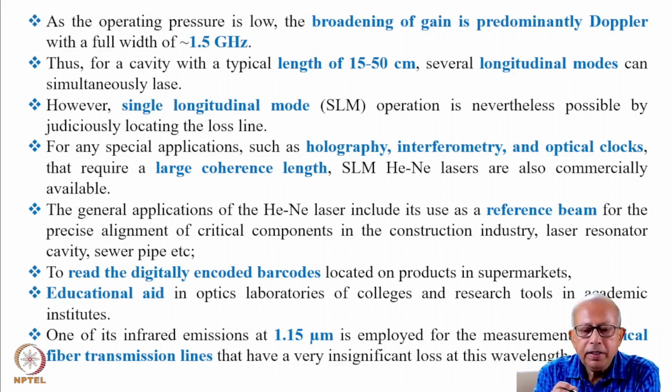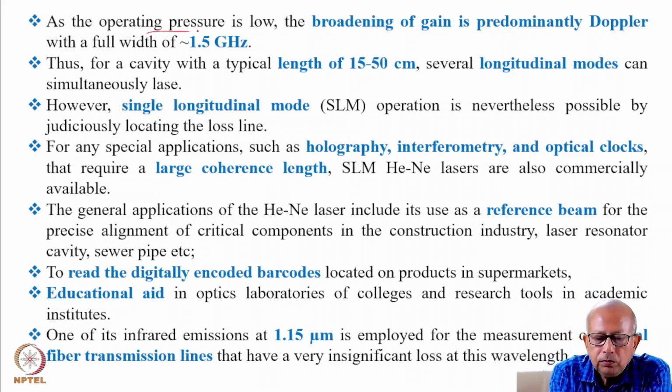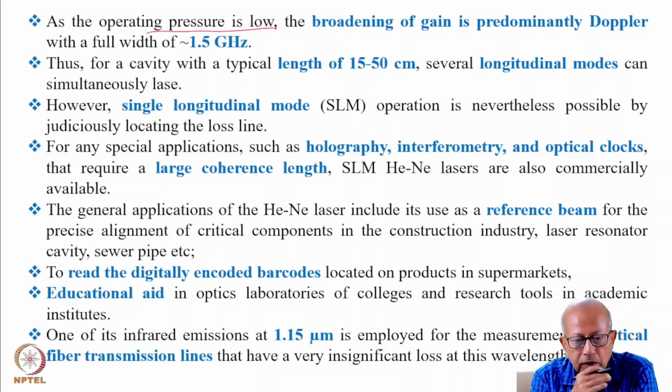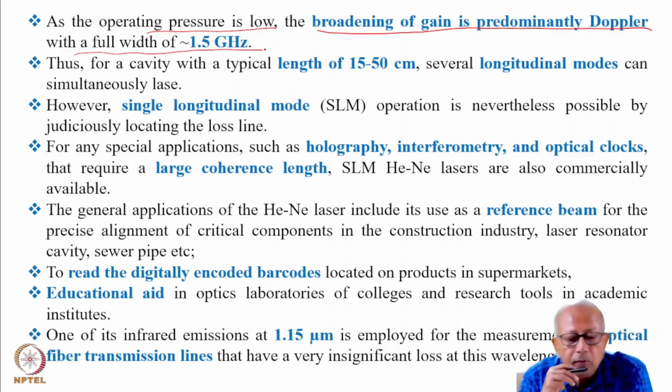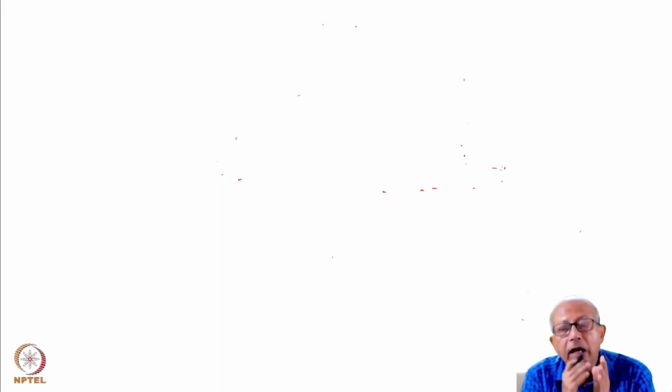Now, as the operating pressure is low, the broadening of gain is predominantly Doppler with a full width of about 1.5 gigahertz. Let me elaborate a little. You see, the pressure cannot be increased. So that's why we are saying that the pressure broadening of gain is less. Gain broadening as a result of pressure is low.